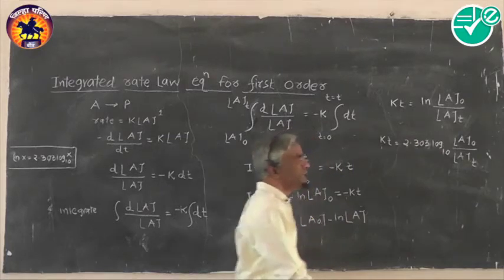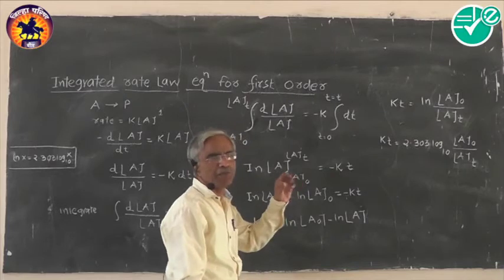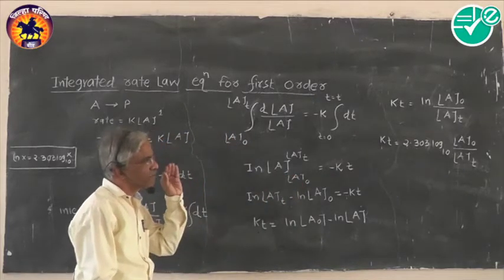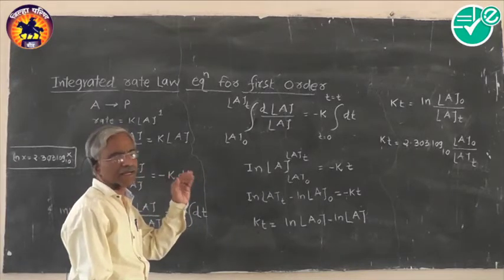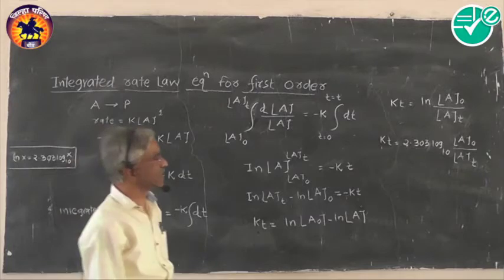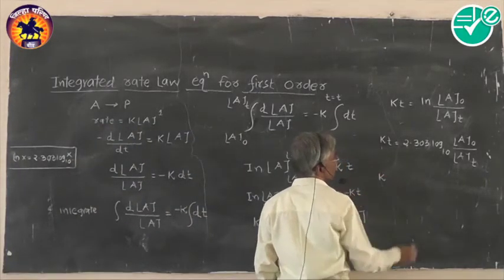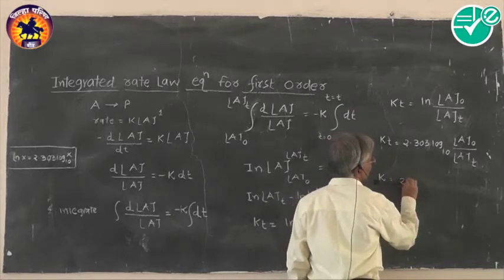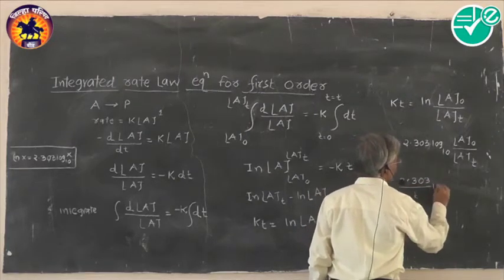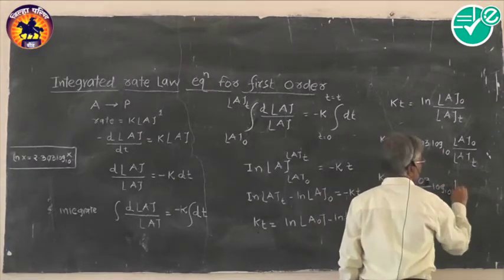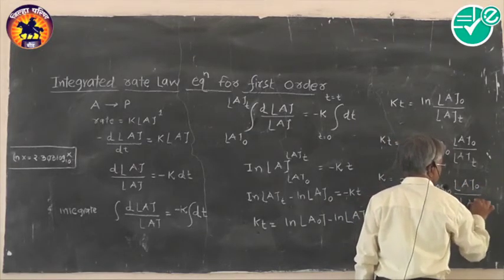So this is the integrated rate law for the first order. We take log 10 because the base of the logarithm table that we are using is 10, and therefore we have taken it in terms of 10. This equation can be rearranged and written in terms of the rate constant k equal to 2.303 upon t log to the base 10 of concentration A0 upon At.